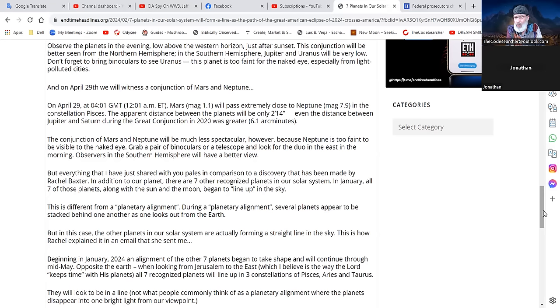The distance between Jupiter and Saturn during the Great Conjunction of 2022 was greater than 6.1. The conjunction of Mars and Neptune will be much less spectacular. However, because Neptune is too faint to be visible to the naked eye, use a pair of binoculars or a telescope, and look for the duo in the east in the morning. Observers in the southern hemisphere will have a better view.